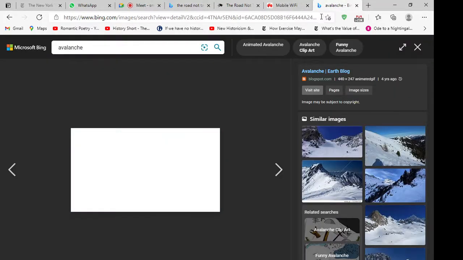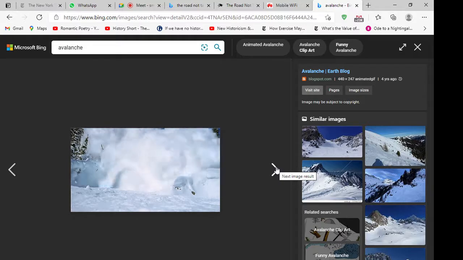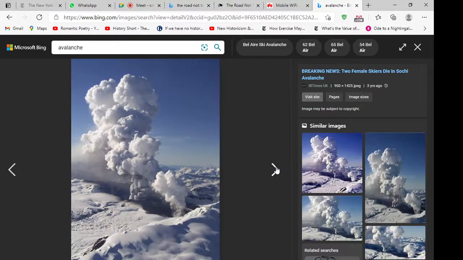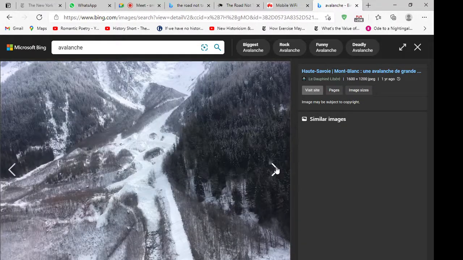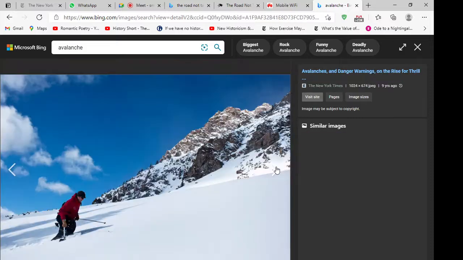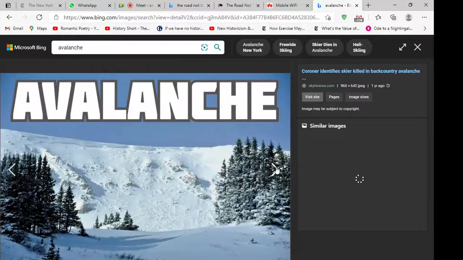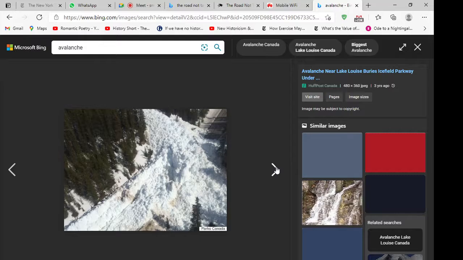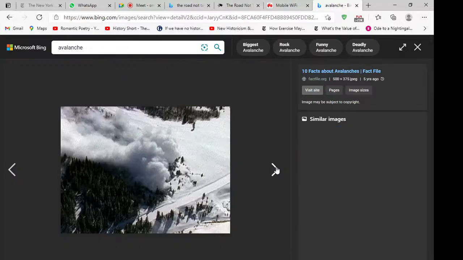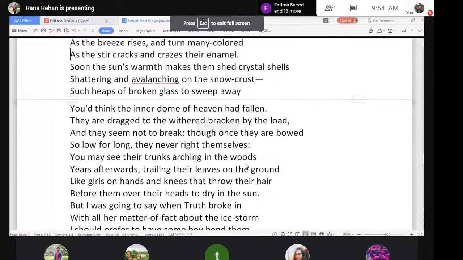We see he feels, he thinks so, that you'd think they are actually breaking. The snow breaks from the trees with the warmth of the sun, and it is avalanching on the ground, on the crust of the snow, as if you feel that the inner dome of heaven had fallen. Very beautiful. How beautiful an imagery it is.